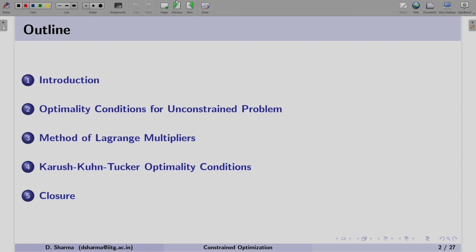Thereafter, we will discuss the optimality condition for unconstrained optimization. Followed by that, we will be discussing the method of multiplier for constraint optimization. This method of multiplier, we will take it further. We will understand the KKT condition for constraint optimization. And finally, we will conclude this session.